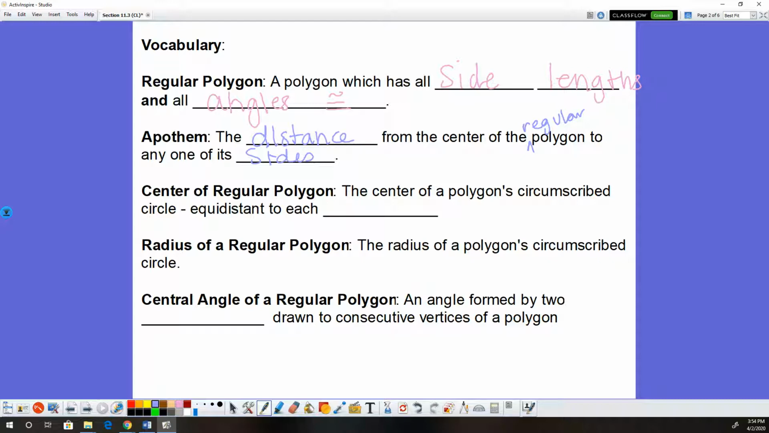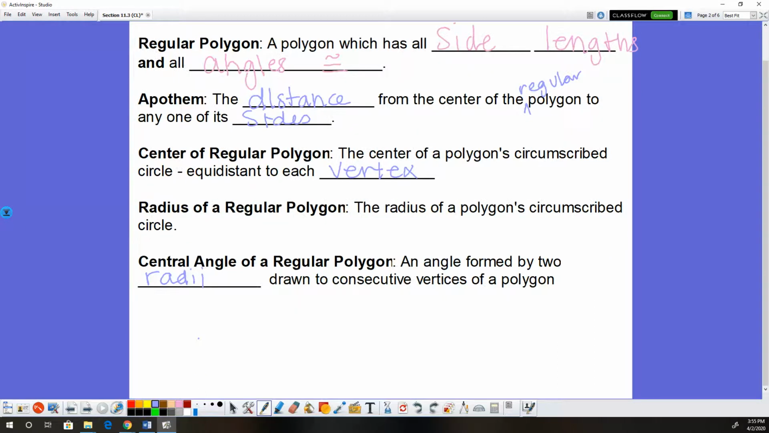All right, the center of a regular polygon would be the center of the polygon's circumscribed circle. It would be equidistant to each vertex. Once again, I will draw a picture here in a minute. The radius of a regular polygon is just the radius of the polygon's circumscribed circle. And the central angle of a regular polygon is an angle formed by two radii drawn to consecutive vertices of a polygon.